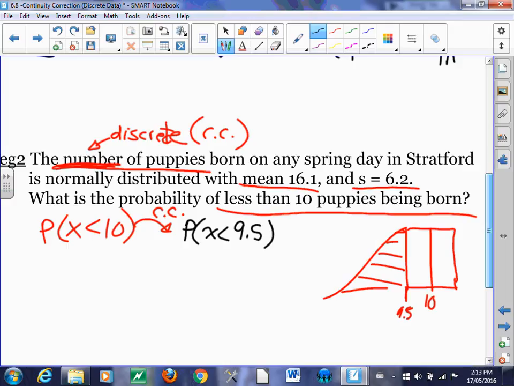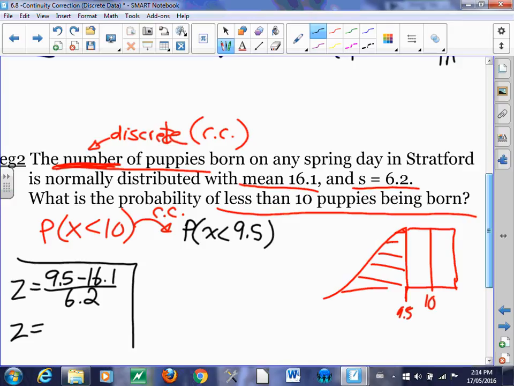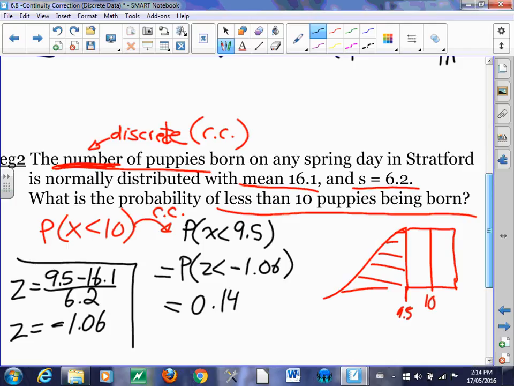Good news is it's less than, ladies and gentlemen. Okay? So we are going to then use our Z-scores. So let's go Z equals 9.5, subtract 16.1, divided by the standard deviation. Plug that in, ladies and gentlemen, negative 1.06. So that equals the probability of Z being less than negative 1.06. Use your chart, and you'll get 0.1446. That equals about 14.5%.